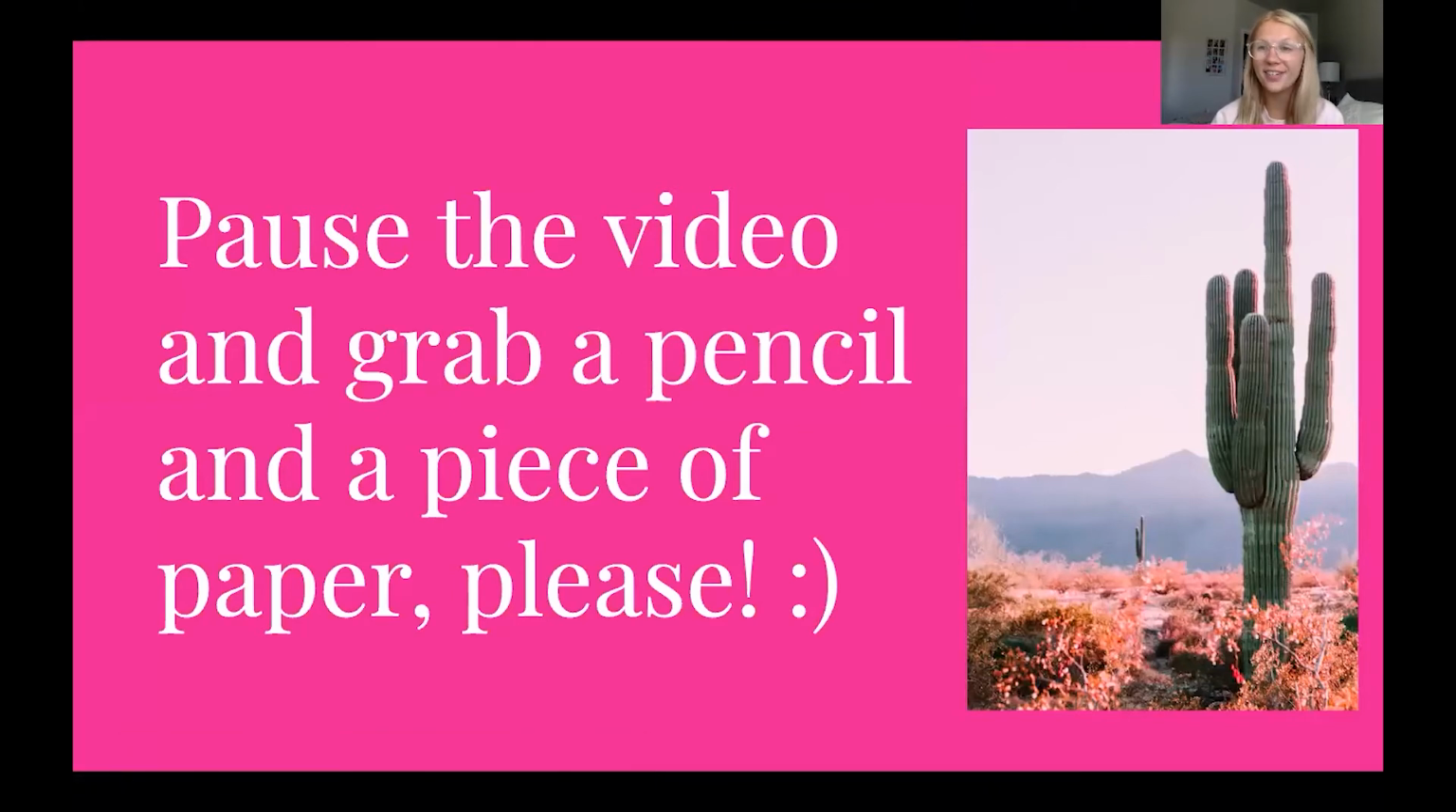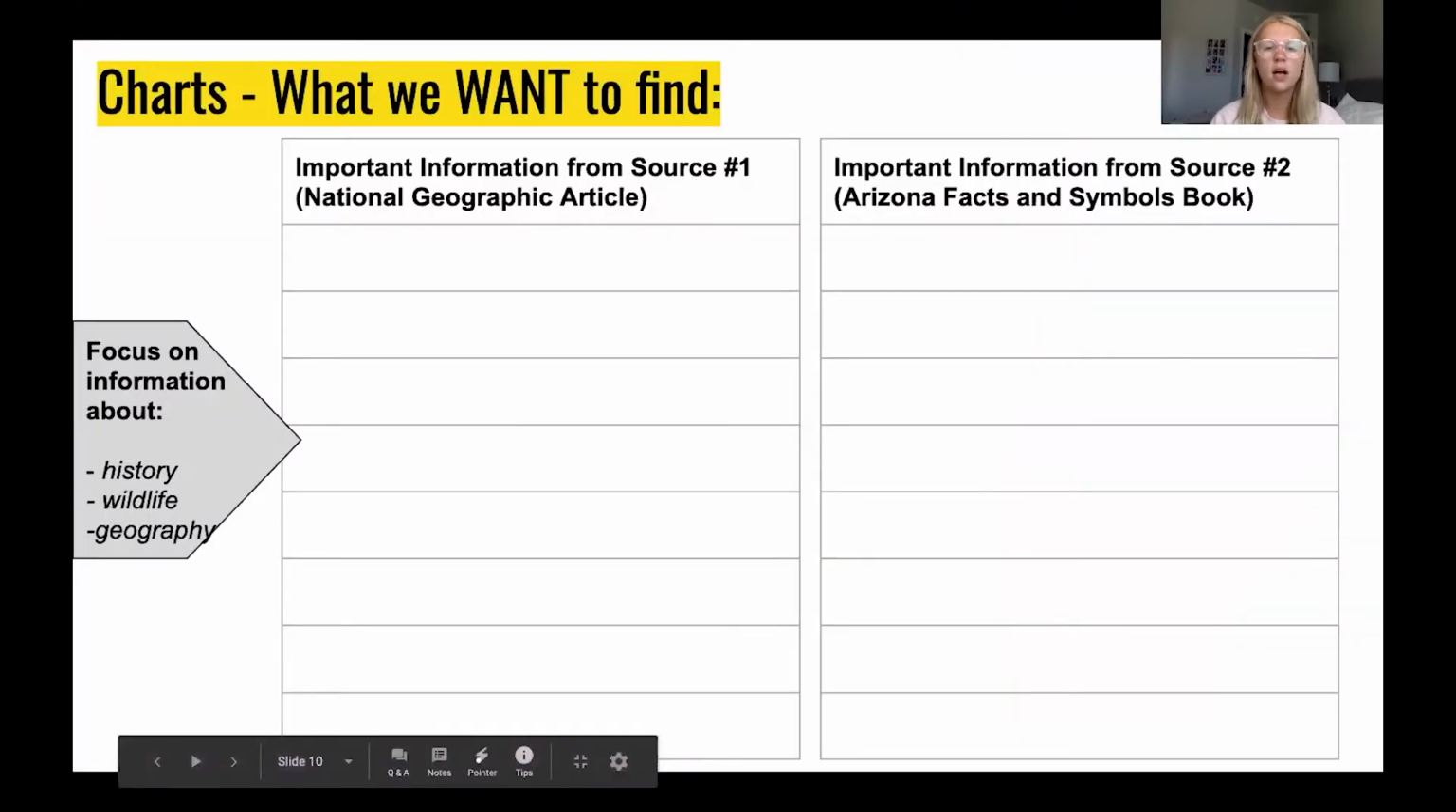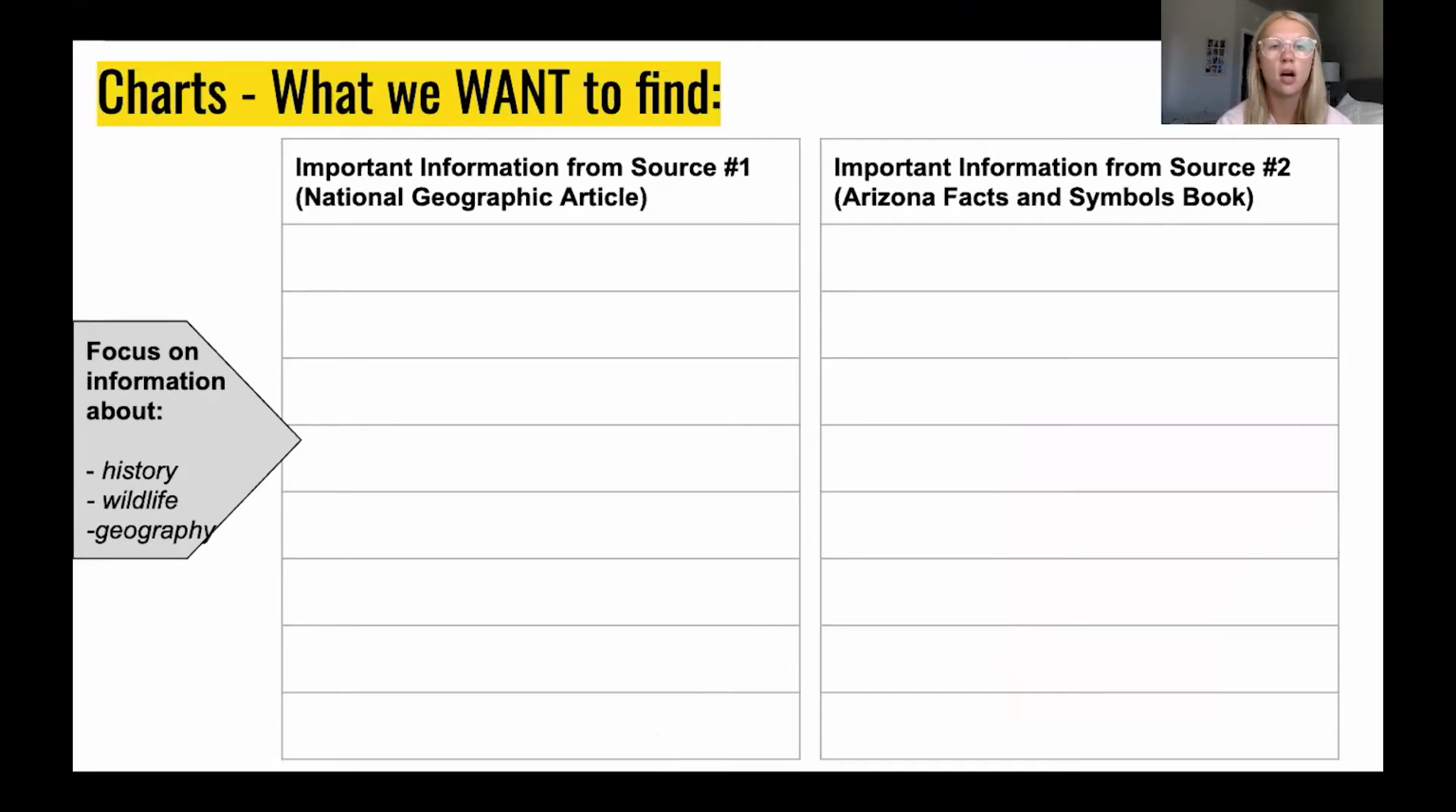Okay, welcome back everyone. We should have a pencil and a piece of paper in front of us now. Next, we are going to draw out our graphic organizers, which are two different charts. We are using one chart for our article and one chart for our book. At the top, be sure to write National Geographic article on one chart as source number 1. And on the second one, Arizona Facts and Symbols book, source number 2.